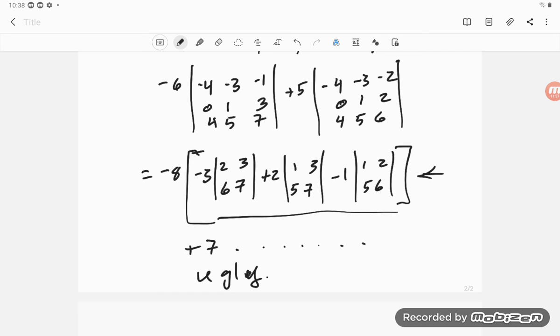All right, so there is the definition and some examples of a determinant for an n by n matrix.